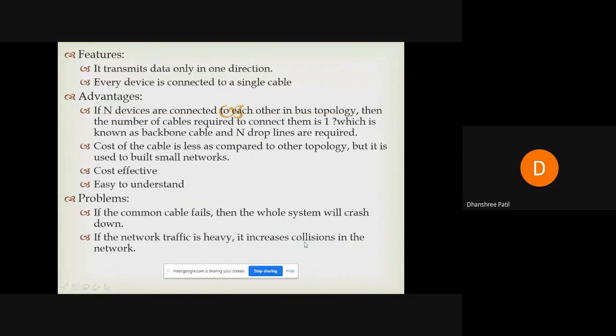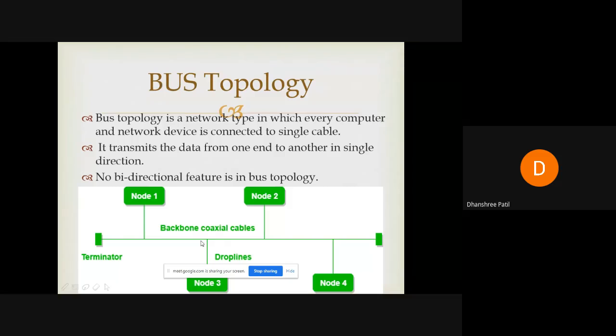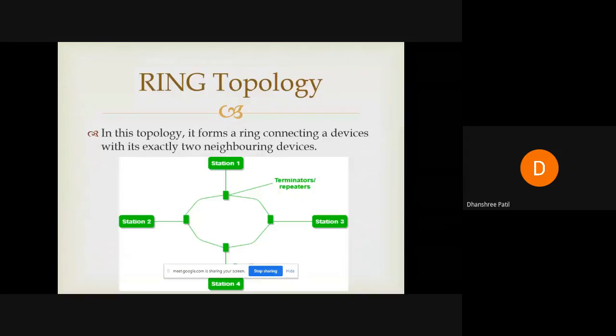If the network traffic is heavy, it increases collisions in the network. Yes, because only one line or one cable is used, obviously there will be a lot of load on only one cable, so the transmission of data will not be feasible if we go on increasing the nodes. So that is the disadvantage of the bus topology.